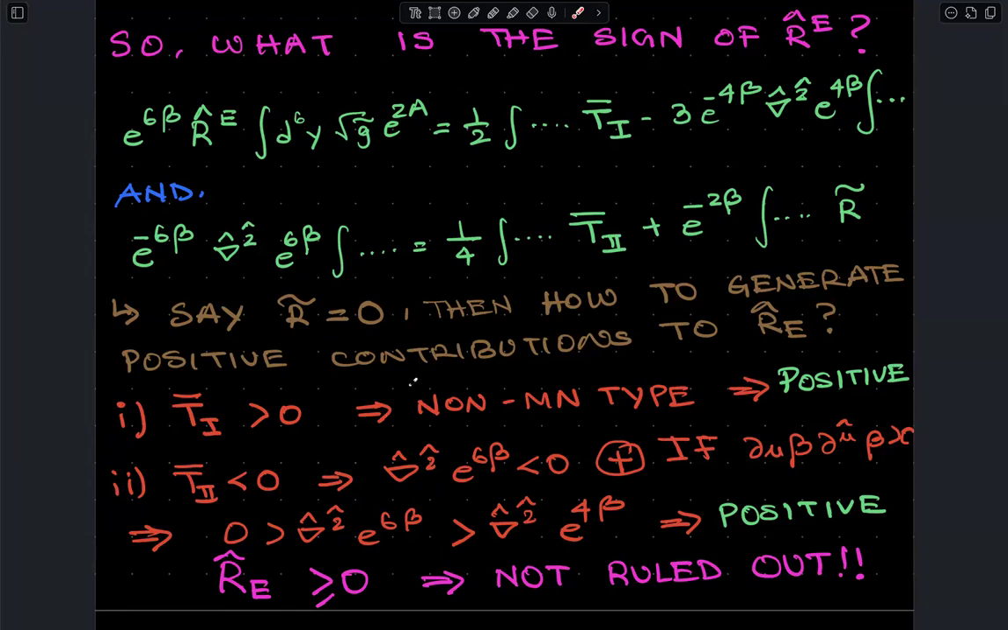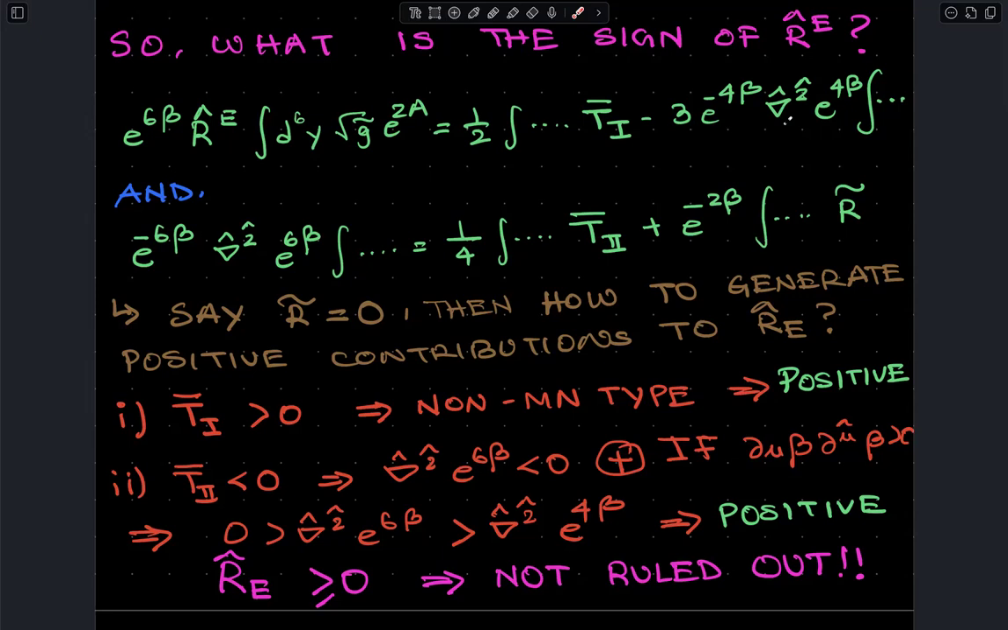You can also generate a positive contribution via this. If this term is positive, then you generate a positive contribution. That is, if for R tilde equal to zero, if Ti I bar is negative, this object becomes negative, and you can say something about the sign of this as well.